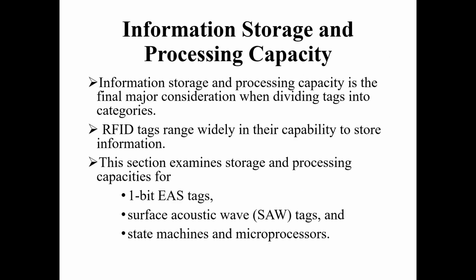This slide shows the RFID information storage and processing capacity. RFID tags differ in how much data they can store, and some are designed only for simple signaling. Here is a clear explanation of the types of tags needed. The first one is 1-bit EAS tags, the second one is surface acoustic wave, that is SAW tags, then state machines, and then microprocessor.